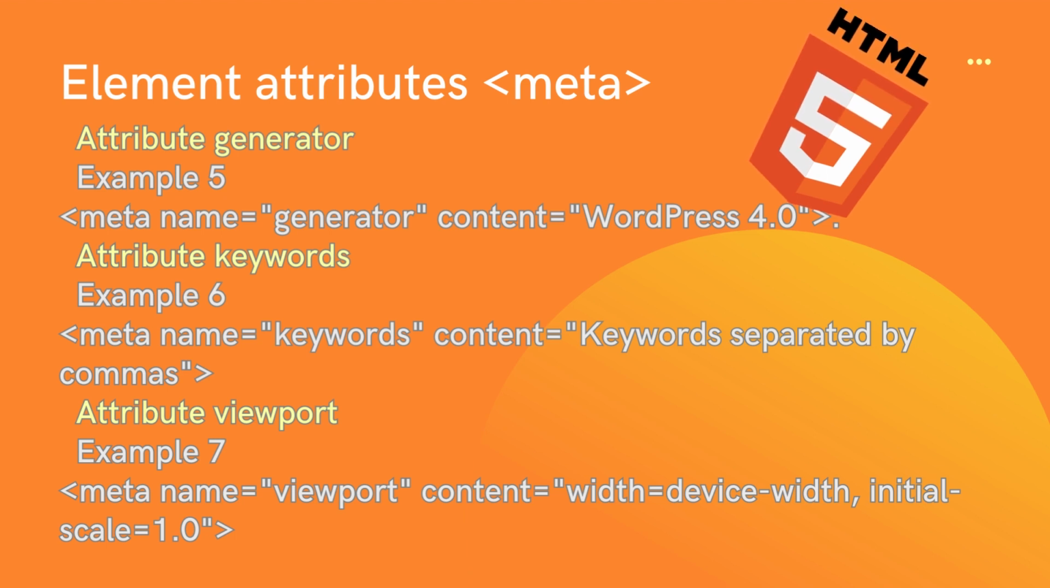The keywords attribute contains a list of keywords, separated by commas, that correspond to the content of the page. The viewport attribute adjusts the viewport to make your site look good on all devices. Also, the name attribute can take values from the extended specification such as creator, Googlebot, publisher, robots, slurp, viewport, although none of these have been officially adopted yet.